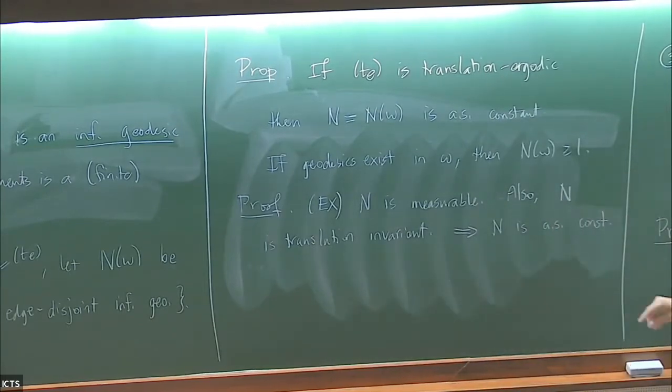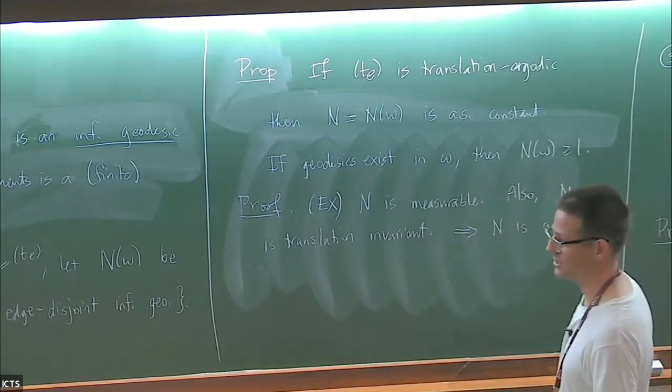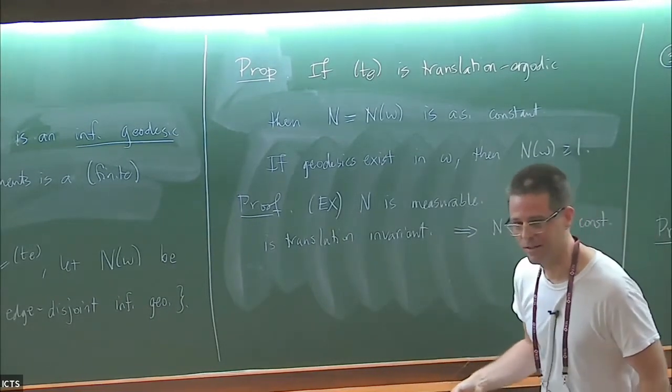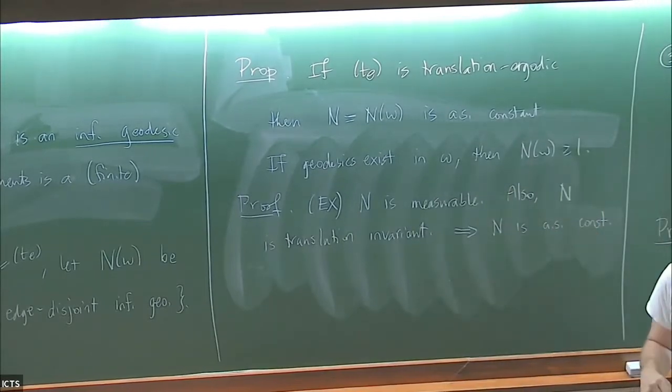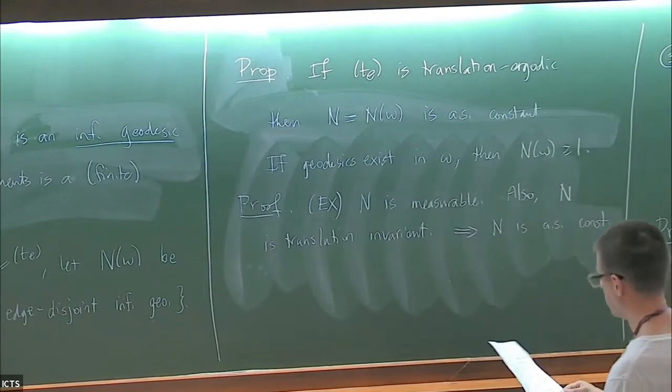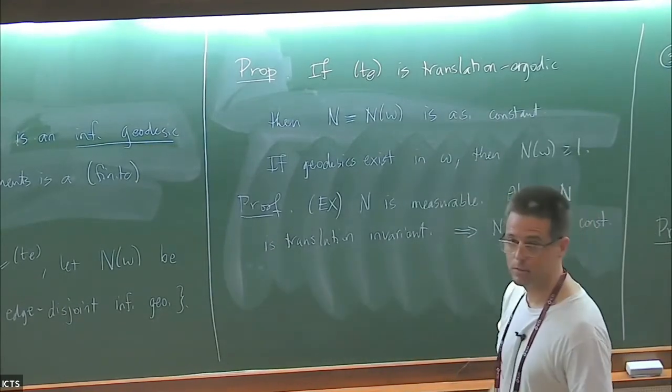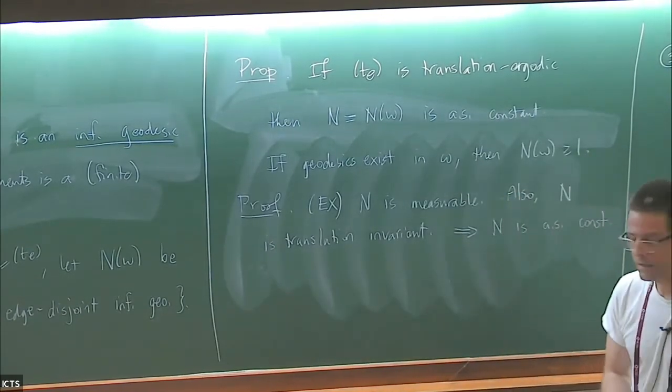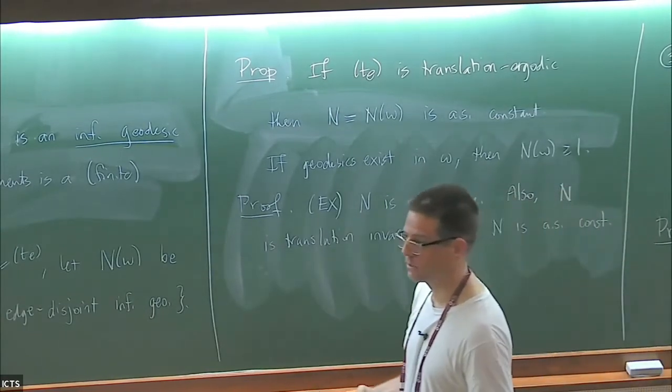I'll just stress that it's very important to check measurability whenever you do this. I've seen tons of papers where this is not checked. Of course, no one checks it, but you should check it. There are some interesting examples of random variables that are not measurable. They seem like they would be, they're translation invariant, but they're not constant. Okay, so that's the first part. Next, we need to show that if geodesics exist, then n of omega is at least 1.